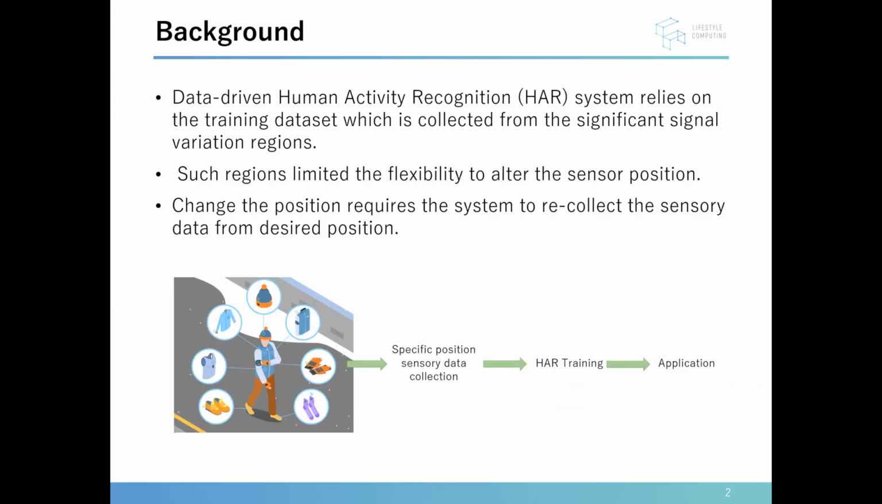Nowadays, the data-driven human activity recognition system relies on the training dataset, which is collected from the significant signal variation regions. These regions limit the flexibility to alter the sensor positions, and if the positions need to be changed, the system is required to recollect the sensory data from the desired position and re-establish the HAR system.